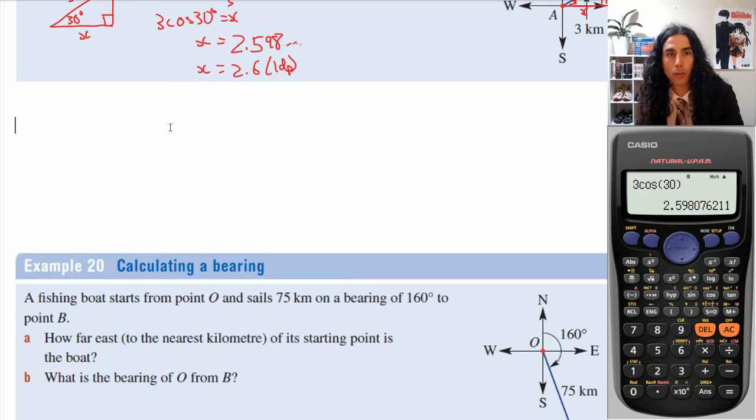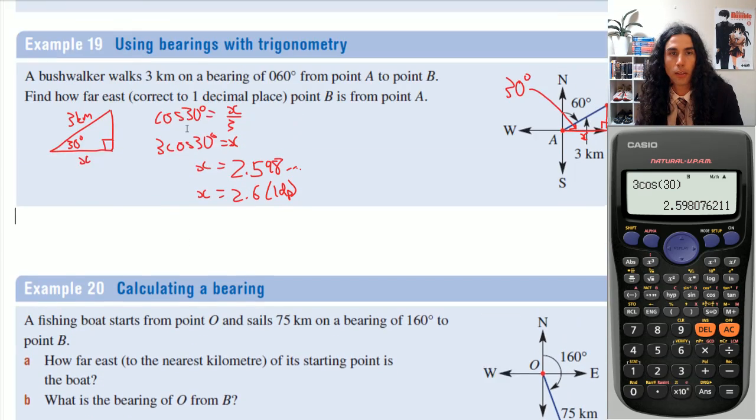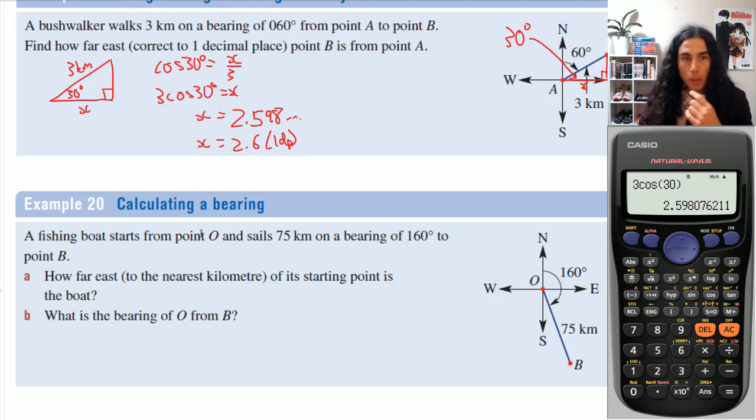Oh, I gave myself room here. Last one. Example 20. Fishing boat starts from O. Bearing of 160 to point B. How far east of its starting point? Another east question. So I'm just going to extend that line, the south, and it wants east again. So that's our x we're trying to find. Only caring about that. And if that's 160, that angle there is 20.